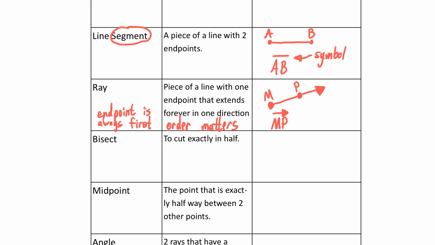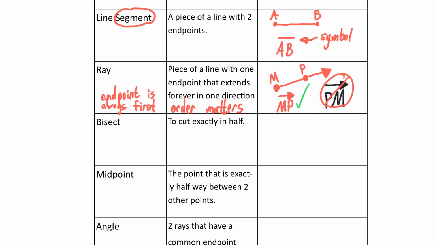So, if I saw this ray right here, MP, and I tried to name it like this, PM, that would be the wrong way to name it. So draw this on here and put the slash through it. Say, do not name it like this. This way is good. This way is bad. All I'm saying here is just make sure that the endpoint is the first letter. Don't put this point out here as the first letter. It's not the same thing.